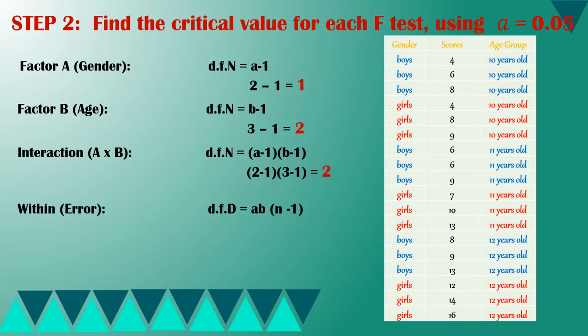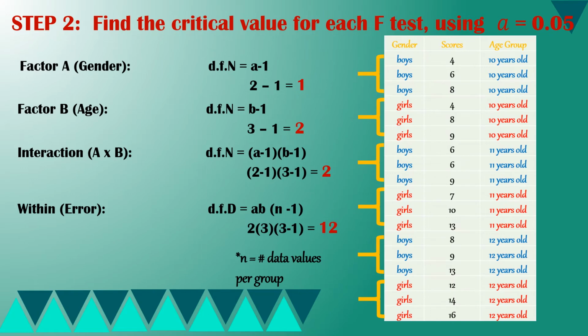And lastly, for the error, we have the formula AB multiplied by n minus 1, where n is equal to the number of data values per group. In this case, we have a sample size of 3 per group. So 2 times 3 multiplied by 3 minus 1 is equal to 12. So the degrees of freedom for the within, or the error, is equal to 12.